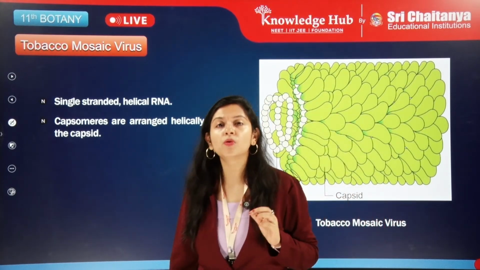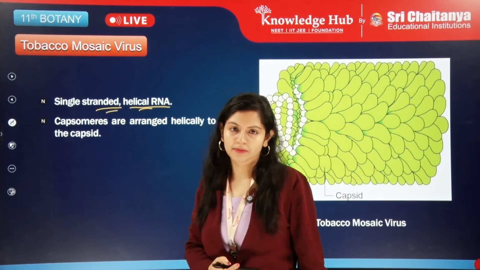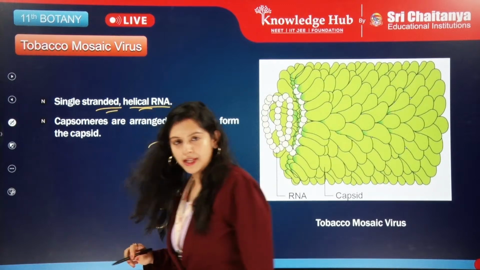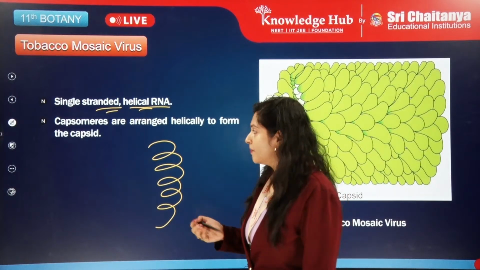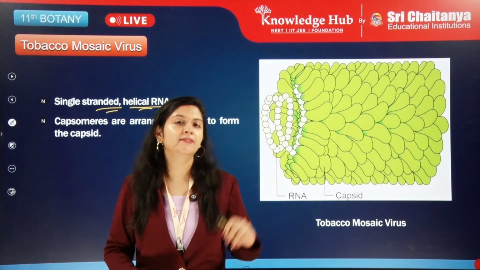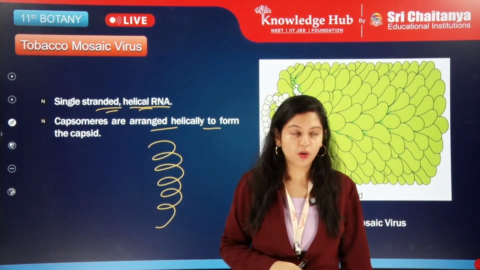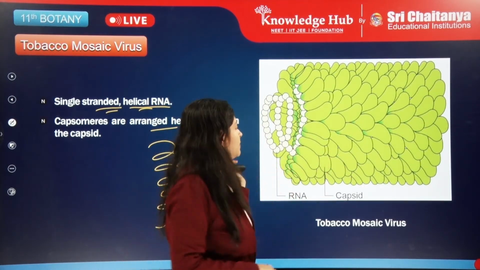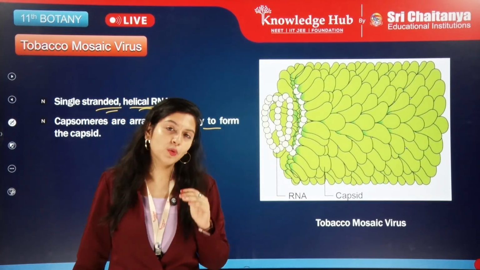Tobacco mosaic virus has single stranded, helical RNA. So the RNA is single stranded and helical. Then the next thing is capsomers. Capsomers are the proteinaceous units present on the outer surface. Capsomers are arranged helically to form the capsid. It looks like this. You have seen the entire picture: you have the capsid and you have the RNA. This is the structure of the tobacco mosaic virus.